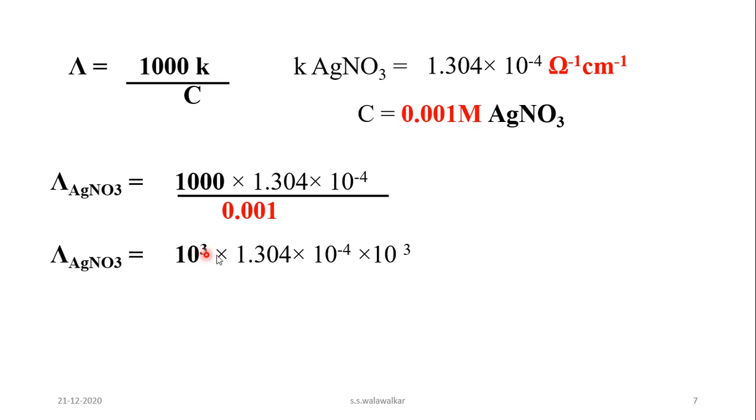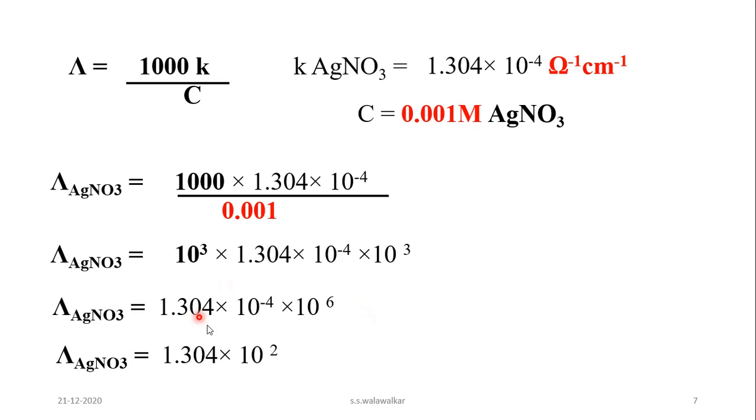1000 means 10 raised to 3 into 1.304 into 10 raised to minus 4, and here 0.001 means 10 raised to minus 3. When it comes up here, then it is 10 raised to 3, and therefore it is equal to how much? 1.304 into 10 raised to minus 4 into 10 raised to 6, and that is equal to 1.304 into 10 raised to 2, and therefore it is equal to how much? Lambda, that is molar conductivity of AgNO3, is equal to 130.4 ohm inverse centimeter square mole inverse.